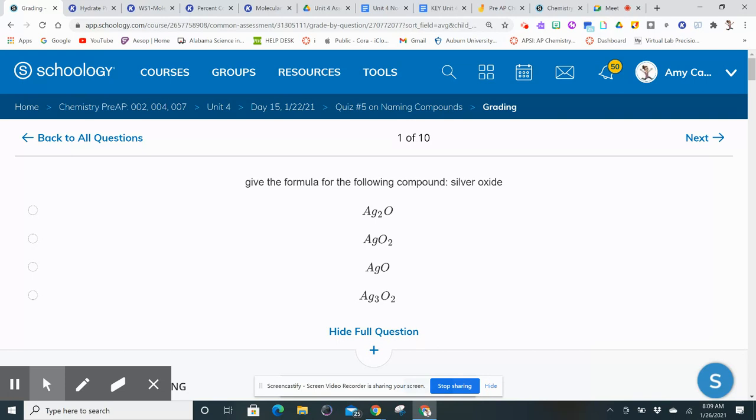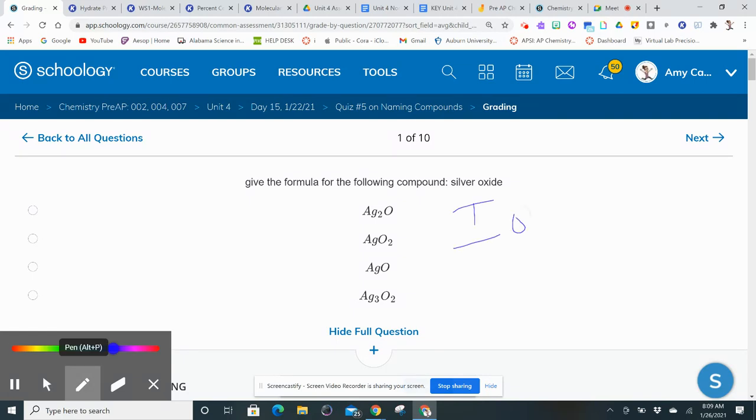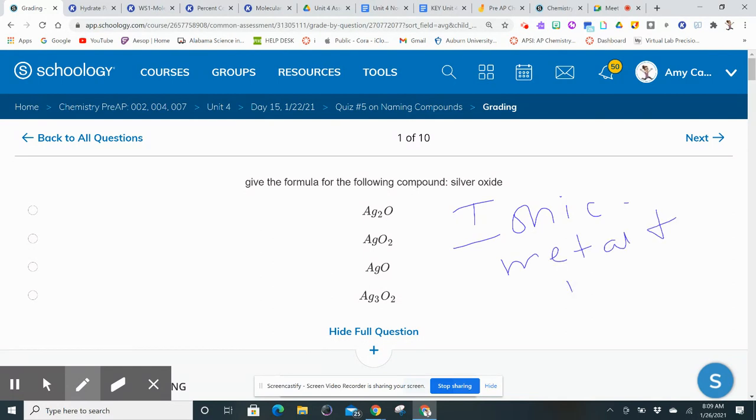All right, so write this down. Ionics are metals and nonmetals. Because if you don't recognize that, you don't know which rules to go by. And naming compounds and formulas is just memorizing a set of rules. That's it. There is no understanding. There is no comprehension. There is no analytical thinking. It's memorize the rules, follow the rules. But if you don't know what kind of compound it is, then you don't know which set of rules to follow. So if you have a metal and a nonmetal, it's ionic.